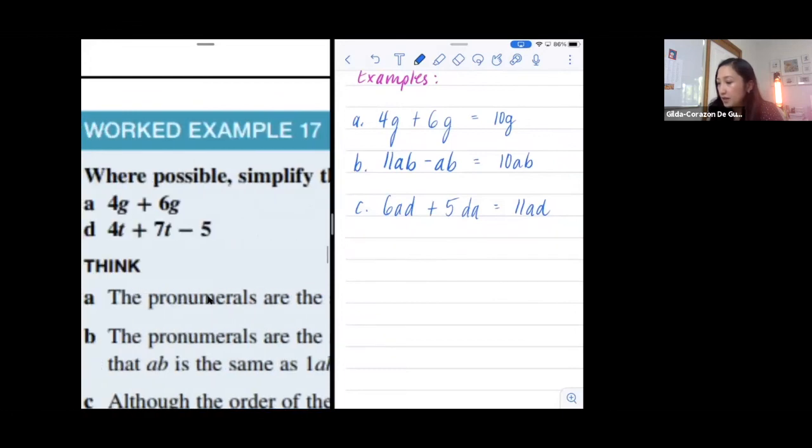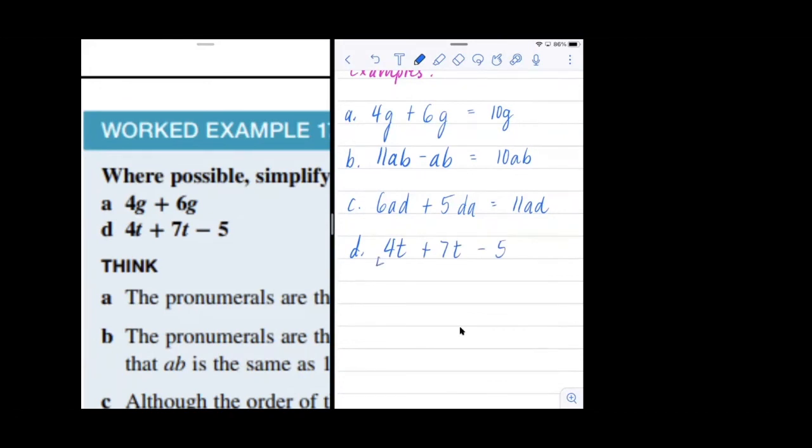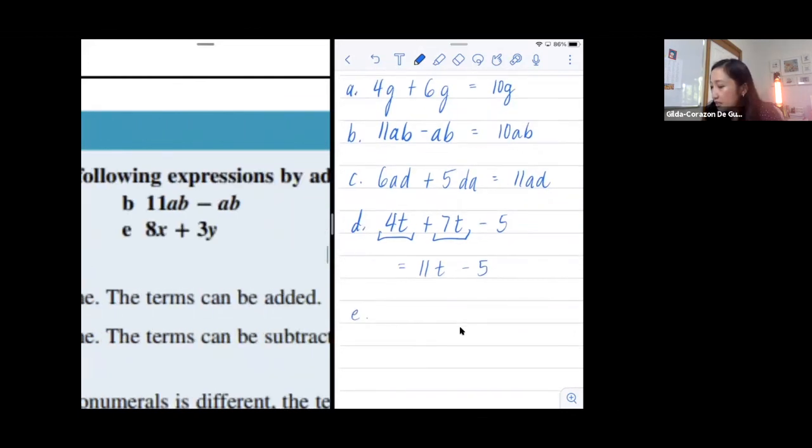Okay, let's have a look at question D. It says 4t plus 7t minus 5. Looking at the terms here, we've got 3 terms. The first 2 terms are like terms, and therefore we can add 4 and 7. We get 11t. And then what do we do to the minus 5? We just plug it in. We just put minus 5.